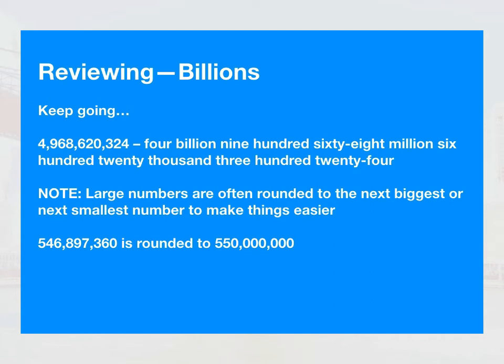Not to worry, I won't go on forever, but looking at billions, 4,968,620,324. Of course, numbers this big are often rounded up to the next biggest or down to the next smallest number to make things easier. So for example, 546,897,360 would just be rounded to 550 million.